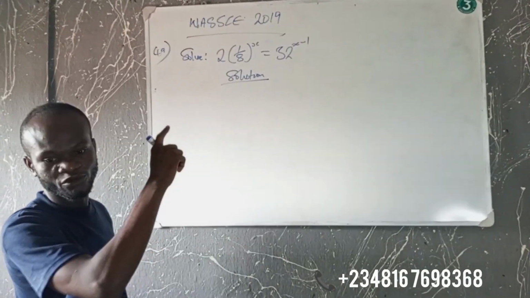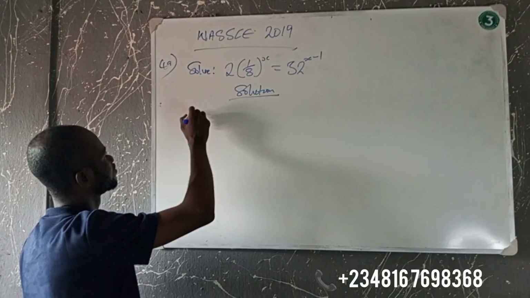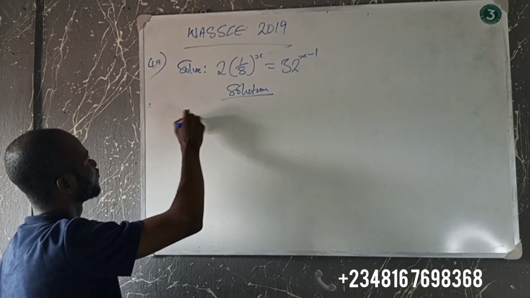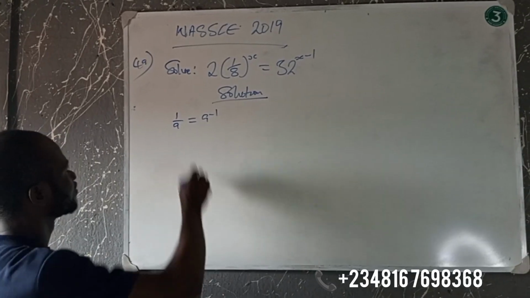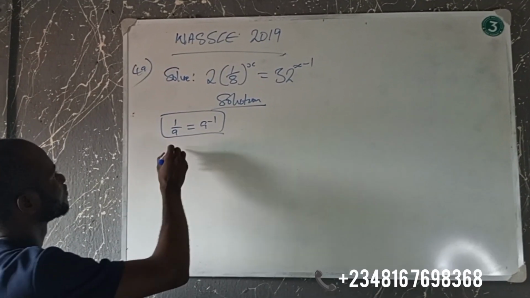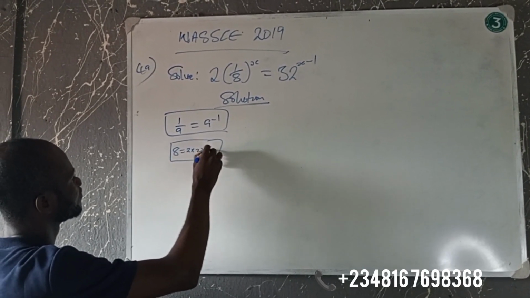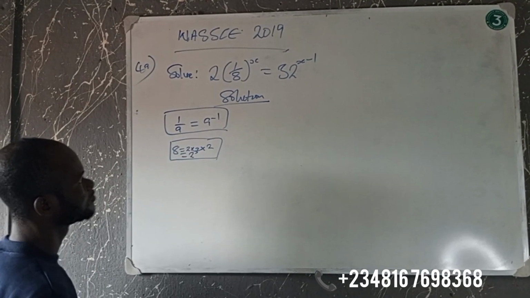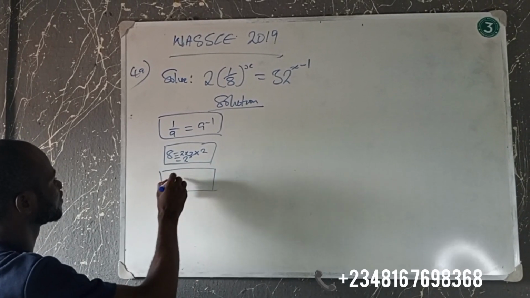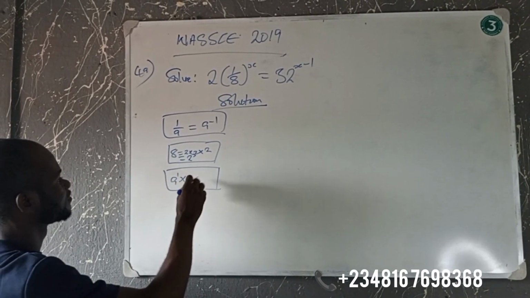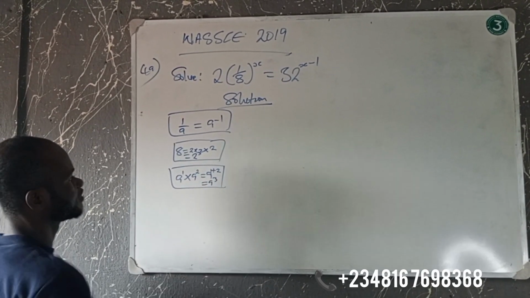So before we solve this problem, we should recall some indices, some of the roots of indices, which is that if I have 1 over this, 1 over A, it is the same thing as this. Again, if I have something like 8, I can have these two. Then also one of the rules of indices says that if I have this times this, it is the same as this.